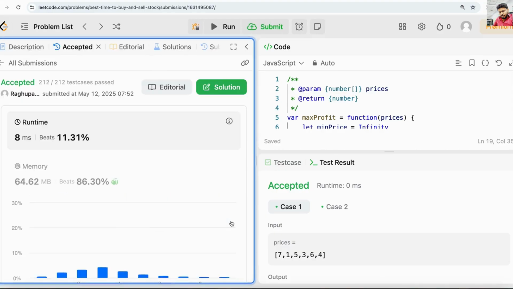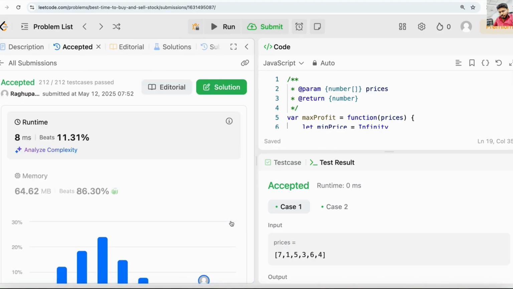So the best solution is we can go with this one, the greedy approach. The time complexity is order of n, and the space complexity is order of 1. So we have solved the best time to buy and sell the stock problem.